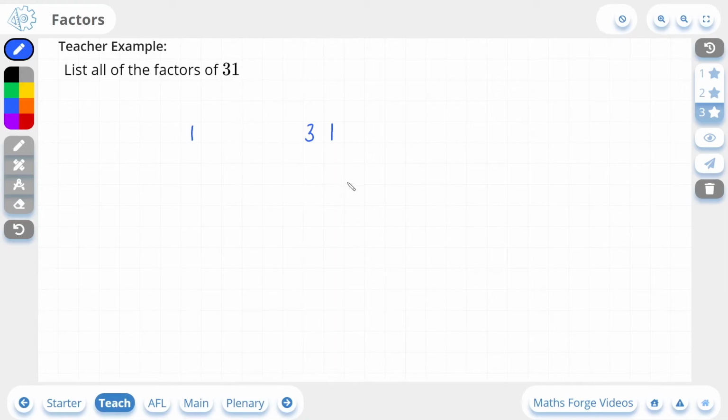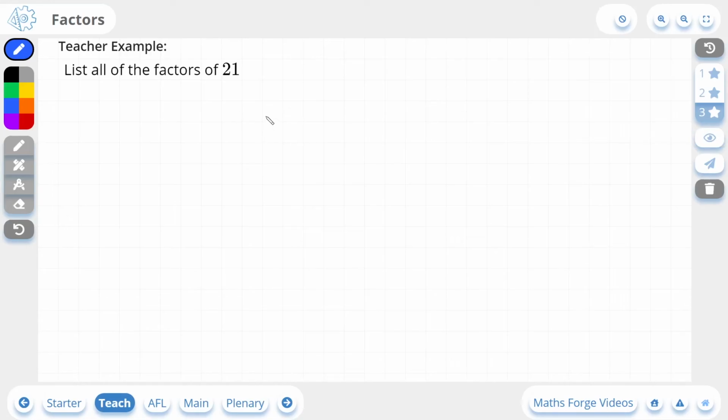And if you carry on going through the numbers, you'll realize something. The only numbers that go into 31 are 1 and 31, and this is what makes 31 a prime number. Prime numbers are numbers that have two distinct factors. And what that word distinct means is that it has two factors that are different from each other. This is what prime numbers are.